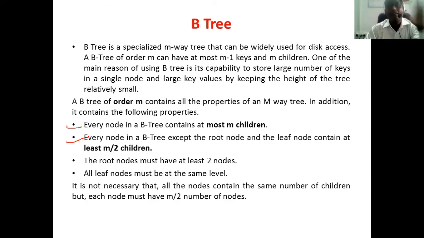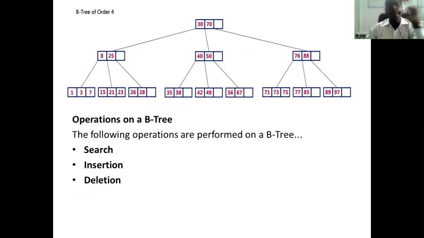It is not necessary that every internal node contains the same number of children. No, not at all. It is not possible that every internal node contains the same number of children. But the minimum condition is that m divided by 2 children should be there. That means all internal nodes contain at least m divided by 2 children. Okay. After that, we'll see.